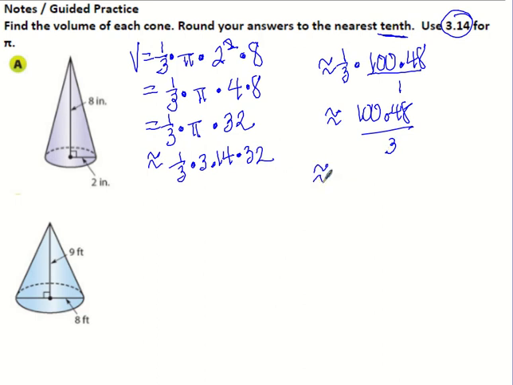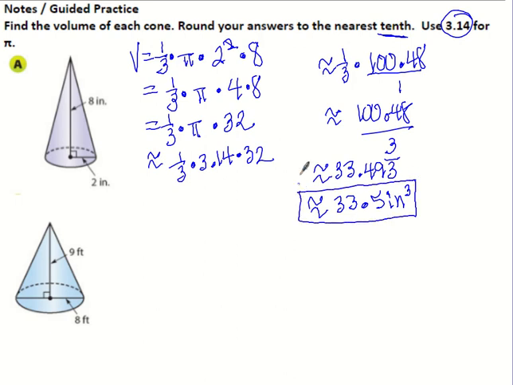And so we're going to get approximately 33.493 repeating. So in the end, because it says round to the nearest tenth, I'm just going to go 33 and 5/10 inches cubed. It's still inches cubed because it's still volume, and I'm still only taking 3 units and multiplying them together. Inches, inches, times inches. So this isn't any different than finding the volume of a cylinder, except at the end, you divide by 3. That's it. That's the extra step, is divide by 3 in the end.